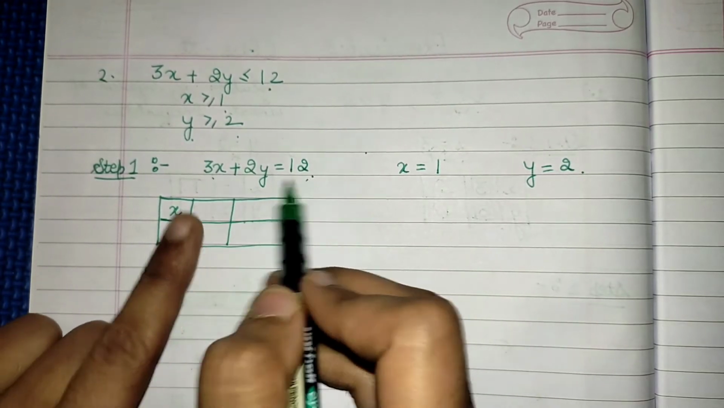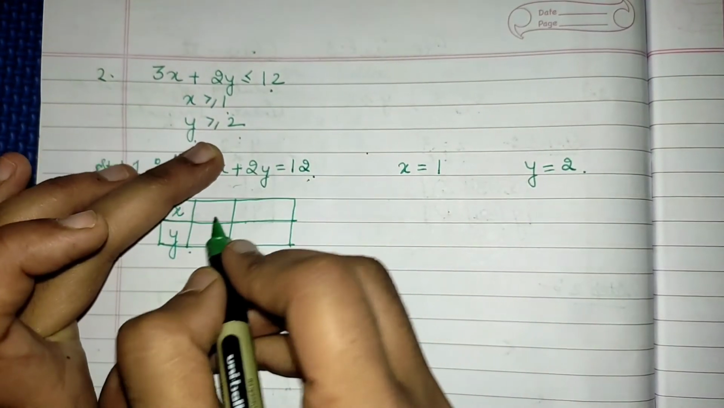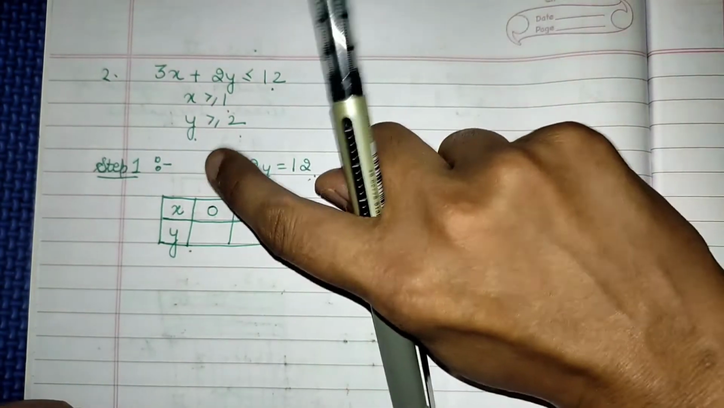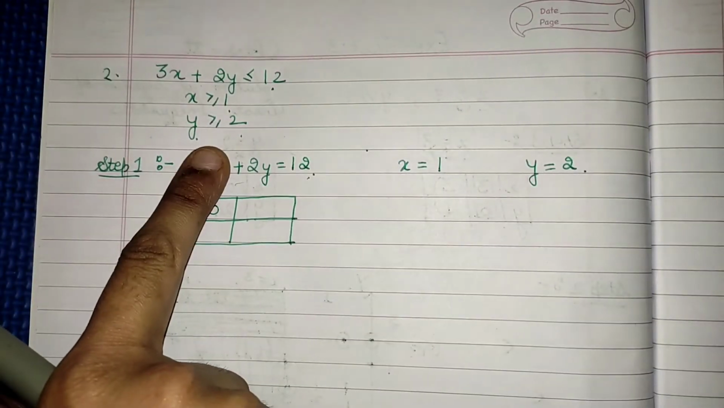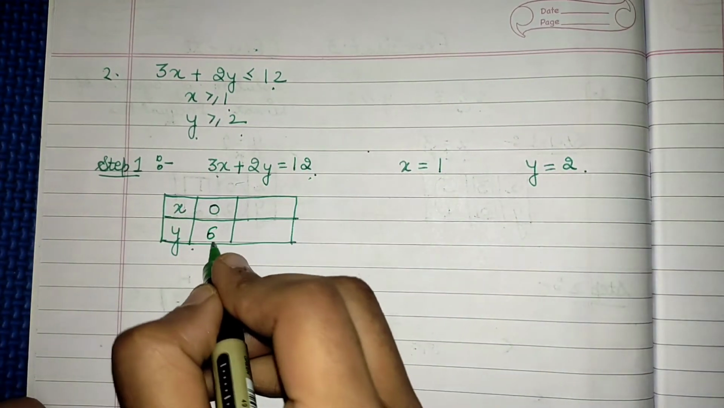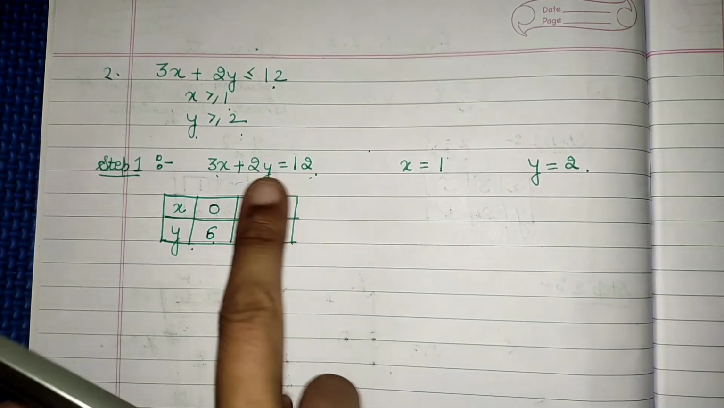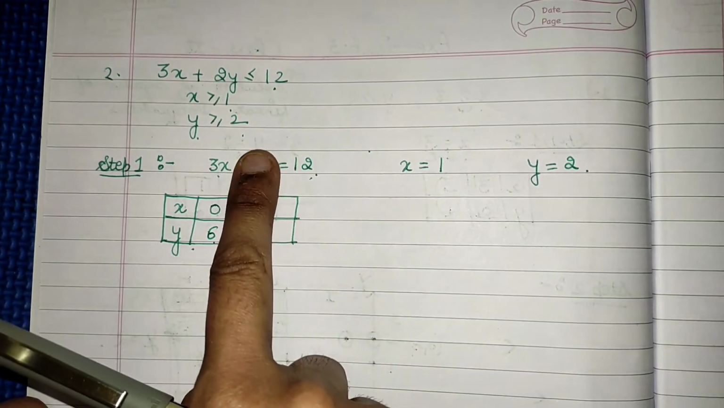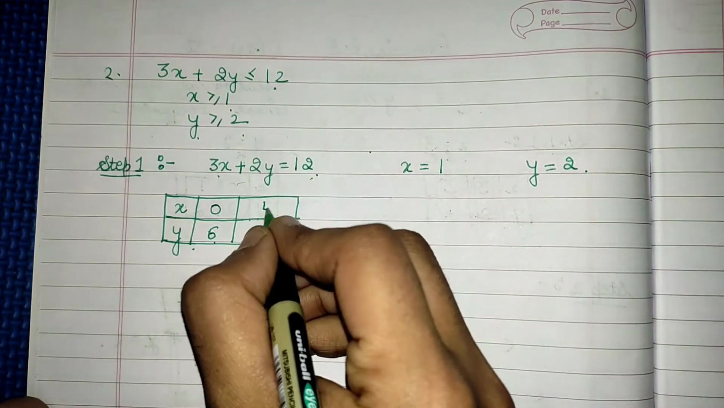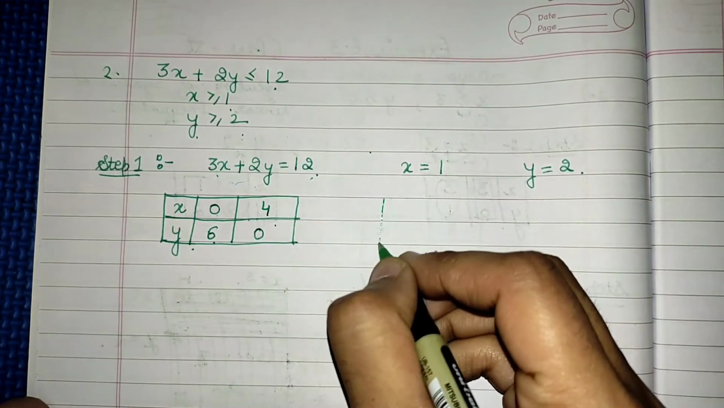How to find out the points for these lines? I have told you that once imagine that our x is equal to 0. If my x is equal to 0, then what will be the value of y? If my x is equal to 0, then my y will be equal to 6. Second time, imagine that my y is equal to 0. If my y is equal to 0, then my x will be equal to what? My x will be equal to 4.